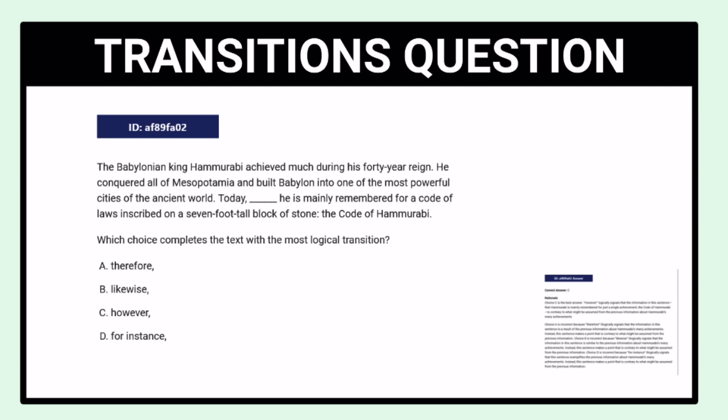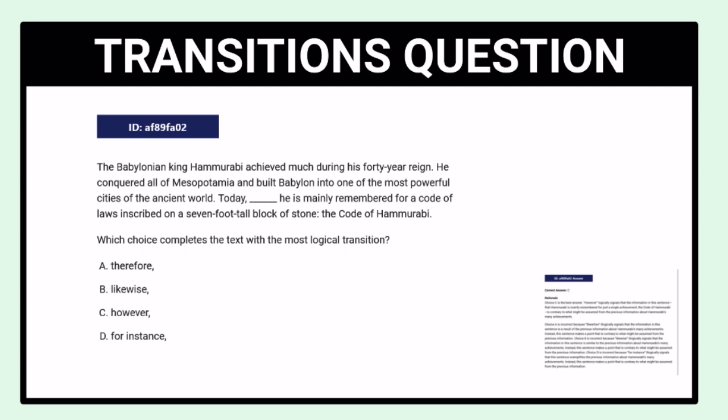And A says therefore, no. B says likewise. C says however, which is very similar to nevertheless. D says for instance. So I'm going to go with C, however. And that makes sense because in this context, it's saying that although the Babylon king has achieved all of these things, today he's actually remembered for something else, which is the Code of Hammurabi. So however makes the most sense.